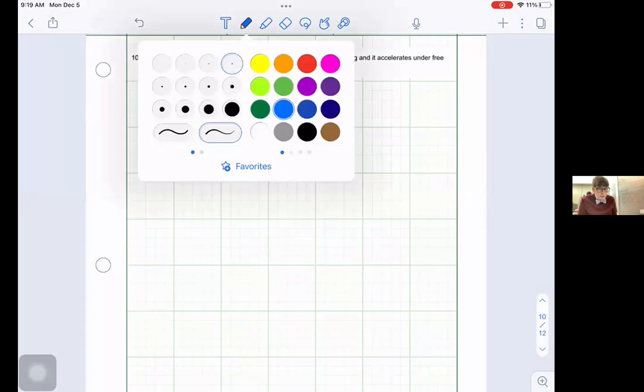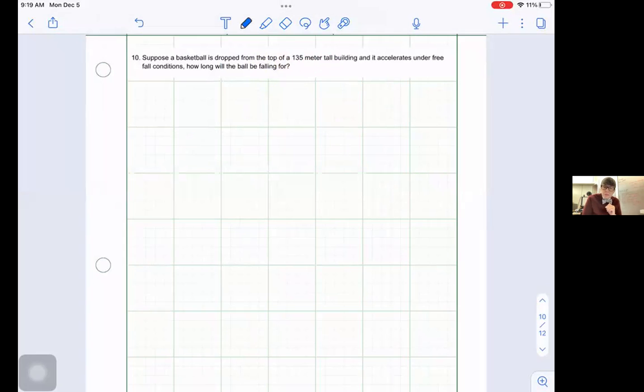All right. I know that it's getting old hearing me say to draw a sketch of the situation, but draw a sketch of the situation. Here's my 135-meter tall building. Here's my basketball getting dropped. It's going to hit the ground here sometime later, not at all to scale.